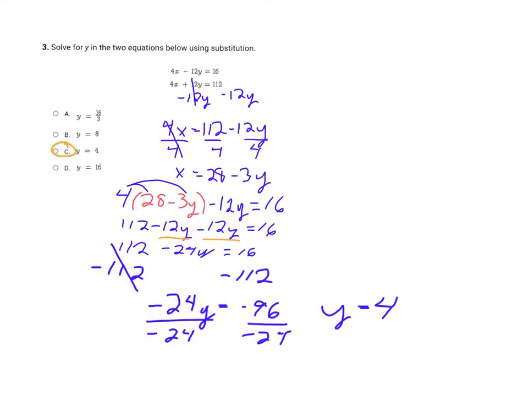But if I needed to find x also, then I would just take that y equals 4 and substitute it in here. Take the 3 times 4, which is 12, and then 28 minus 12 is 16, and that would be my x value to finish the problem.